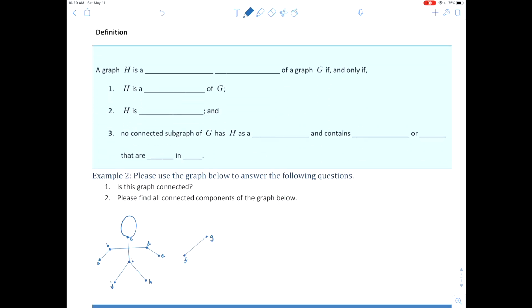Okay, so we'll go into another definition and then an example. A graph H is a connected component of a graph G if and only if H is a subgraph of G, H is connected, and no connected subgraph of G has H as a subgraph and contains vertices or edges that are not in H. Okay, so I really like this one.